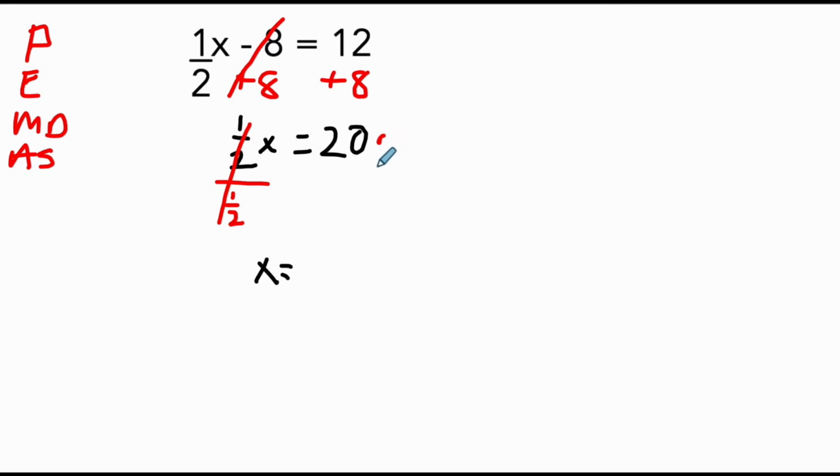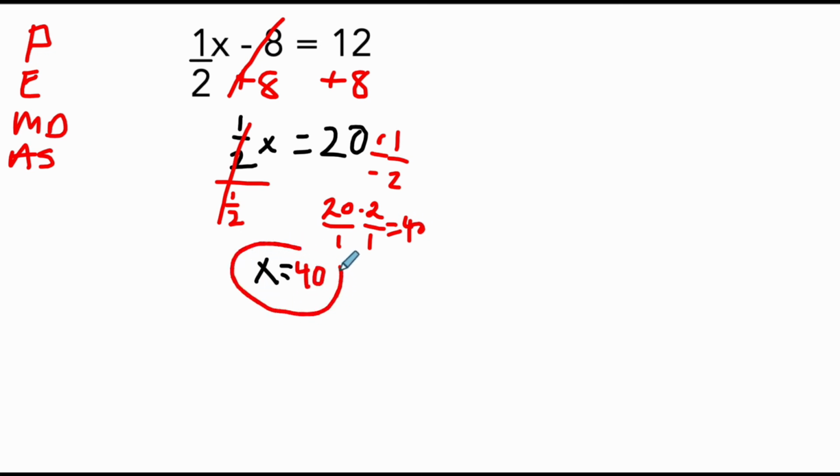So I'm going to divide by 1/2. And when we divide by a fraction, it's the same thing as multiplying by the reciprocal. So the reciprocal of 1/2 is 2 over 1. And 20 times 2 over 1 is 40. So, for this equation, x equals 40, final answer.